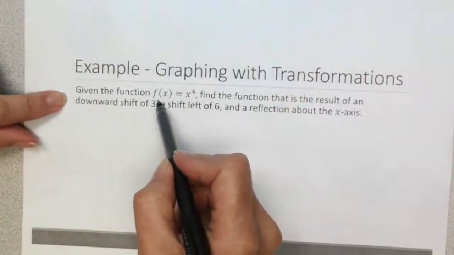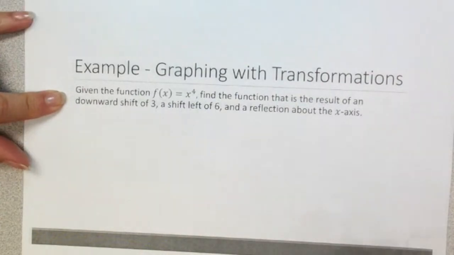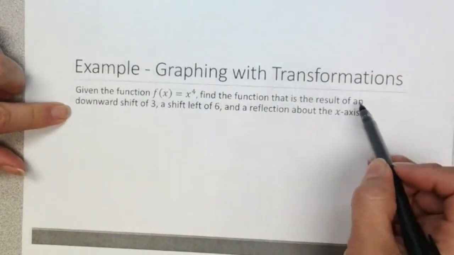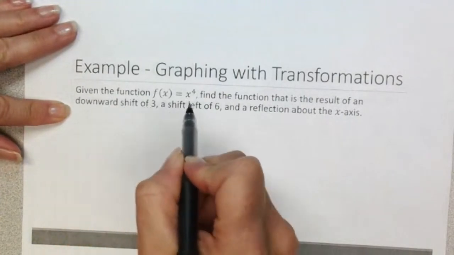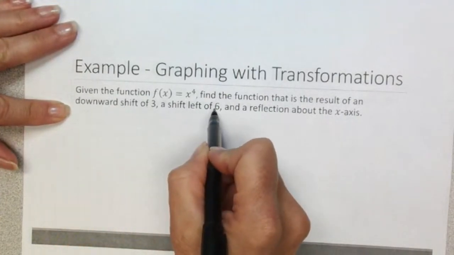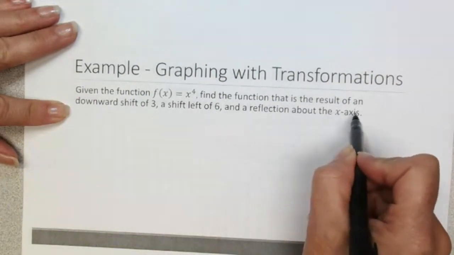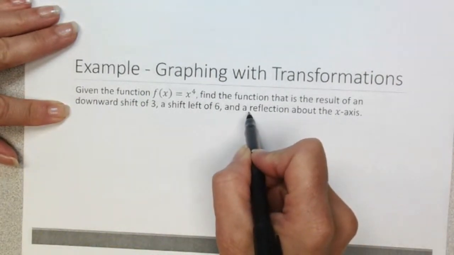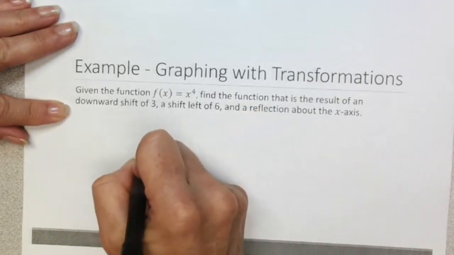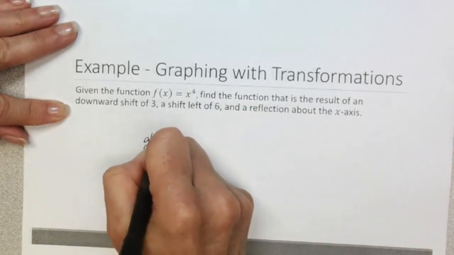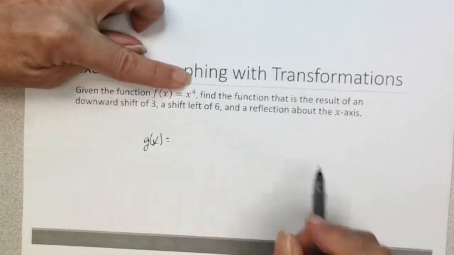Let's see, given this function f of x, and it's defined as x to the fourth power, find a new function that is the result of a downward shift of 3, a shift to the left of 6, and then a reflection about the x-axis. All right, so we're starting with f of x equals x to the fourth. We'll call this new function g of x. Okay, and it's going to be f of x with all these things going on.